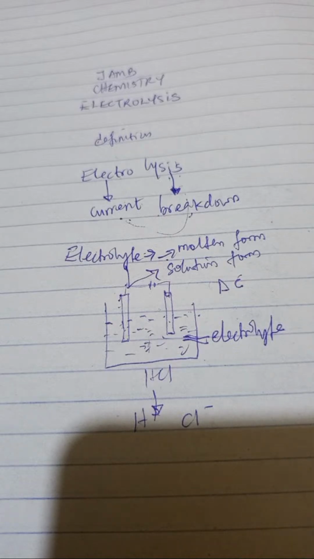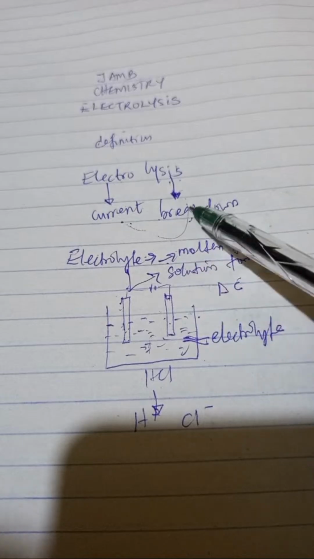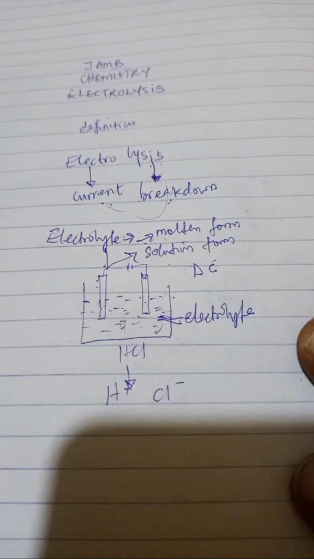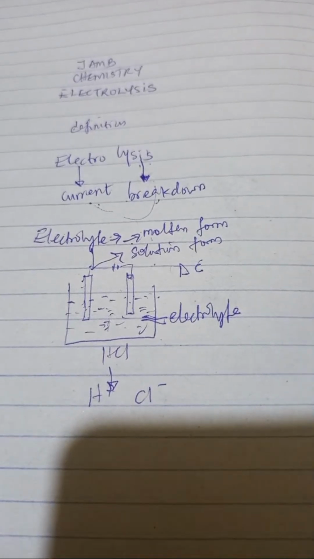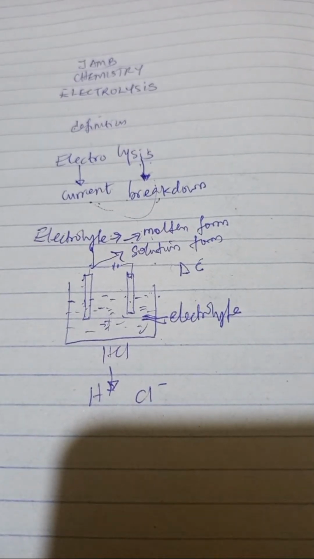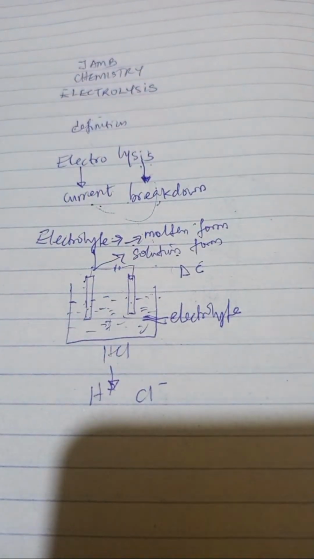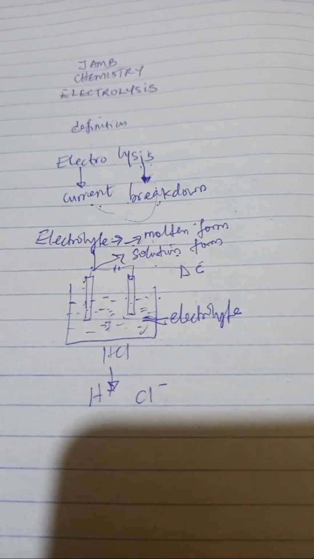I've done electrolytes now. I hope you understand. An electrolyte is a compound which will conduct electricity when it is placed in molten form or solution form. JAMB asked the question last time: when does an electrolyte conduct electricity? It happens in two ways: when the compound is in molten form or in solution form. Let's move to the next one.